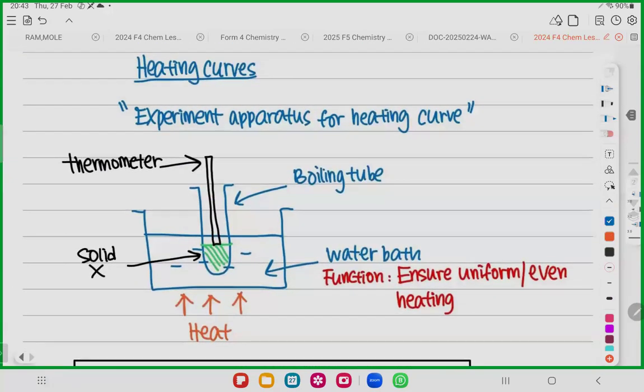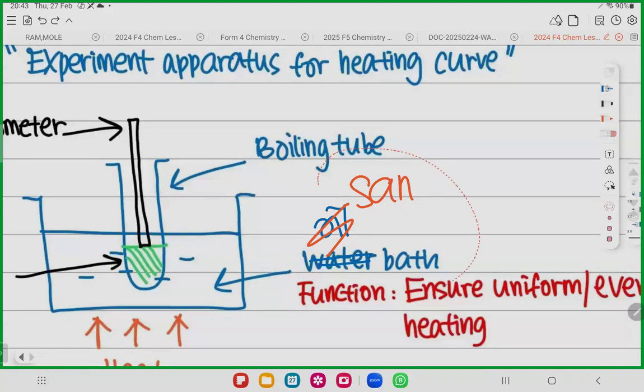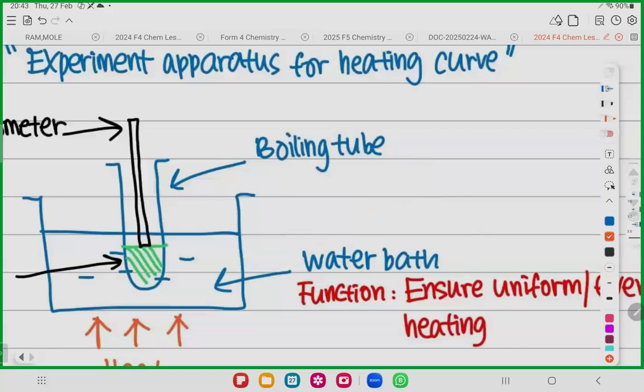Now, sometimes the water bath needs to be changed to something else. If you don't want to use water, you can use an oil bath. The concept is the same. You heat the oil, and when the oil is hot, the hot oil eventually heats up your substance. No problem. You can even go for a sand bath. Just put some sand and heat the sand. When the sand is hot, the hot sand heats your substance. So it can be a water bath, an oil bath, or a sand bath. In SPM, 99% of the time, you will use a water bath.